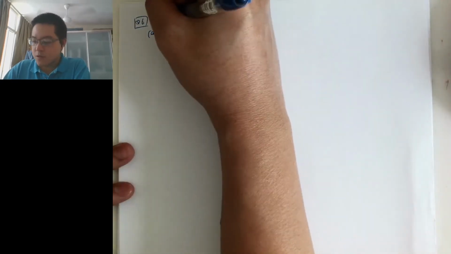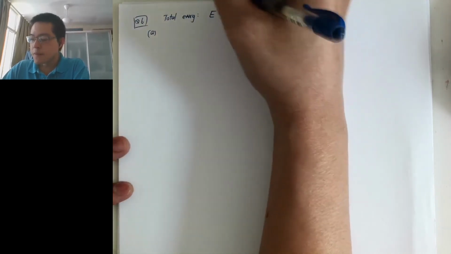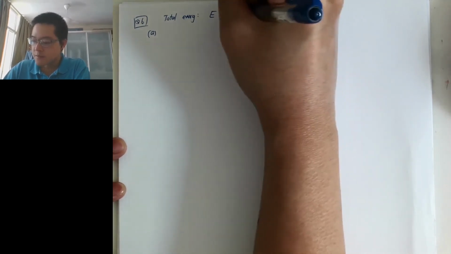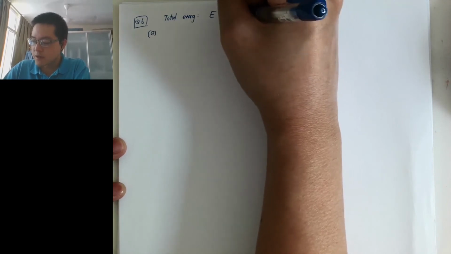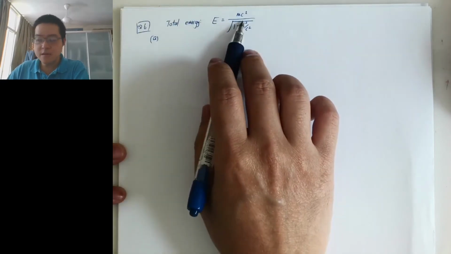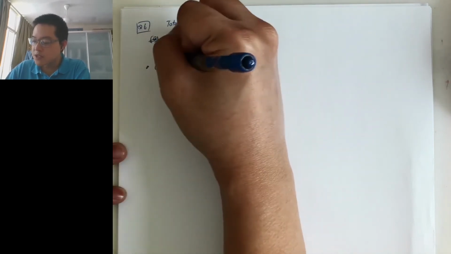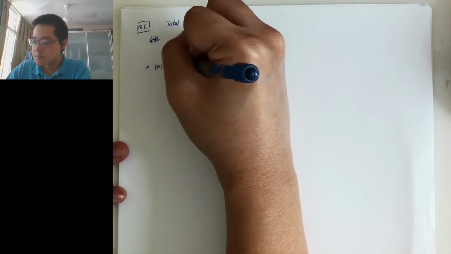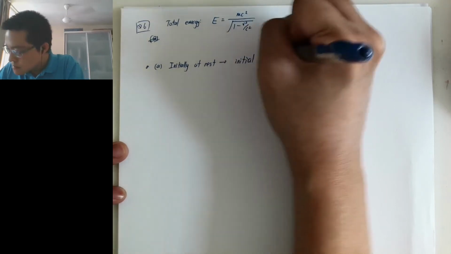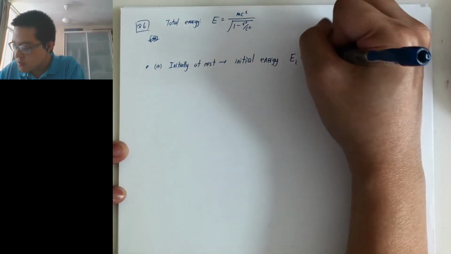So remember, our total energy formula is given by E equals mc squared over the square root of 1 minus v squared over c squared. So this is the total energy of a particle traveling at speed v. If v is 0, the energy is mc squared. So according to the question, initially the person is at rest. So therefore the initial energy, I'm going to call this E_i, is just equal to mc squared.